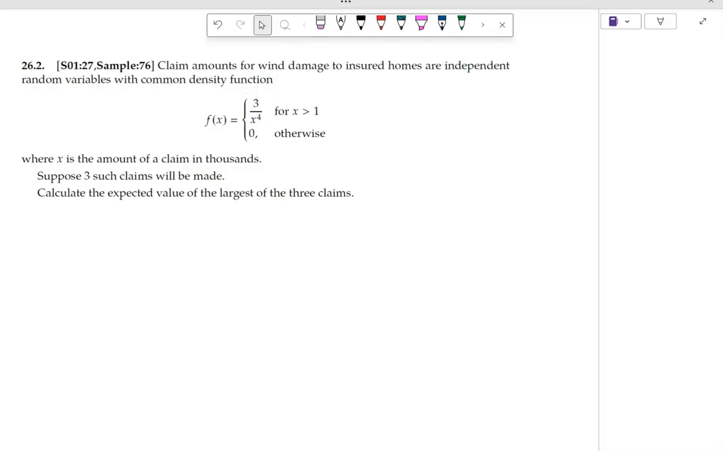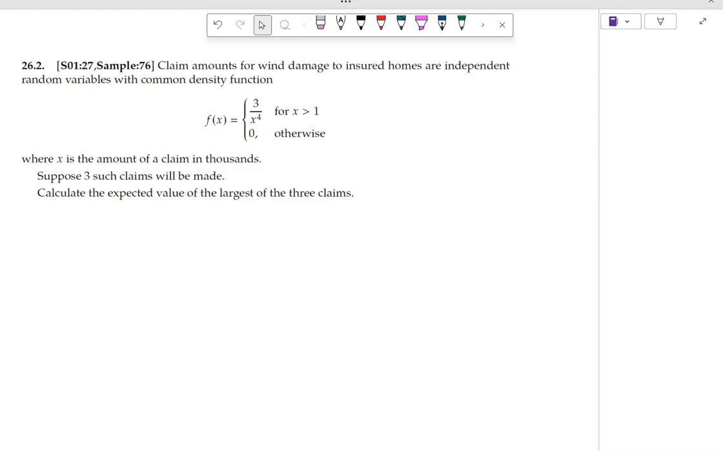They give you a PDF for claim amounts. Doesn't matter what the context of the problem is. You just have a PDF here. We want the expected value of the maximum. That's what it's asking for, right? Expected value of the largest. So we want the expected value of the maximum of a random sample of size 3, right?